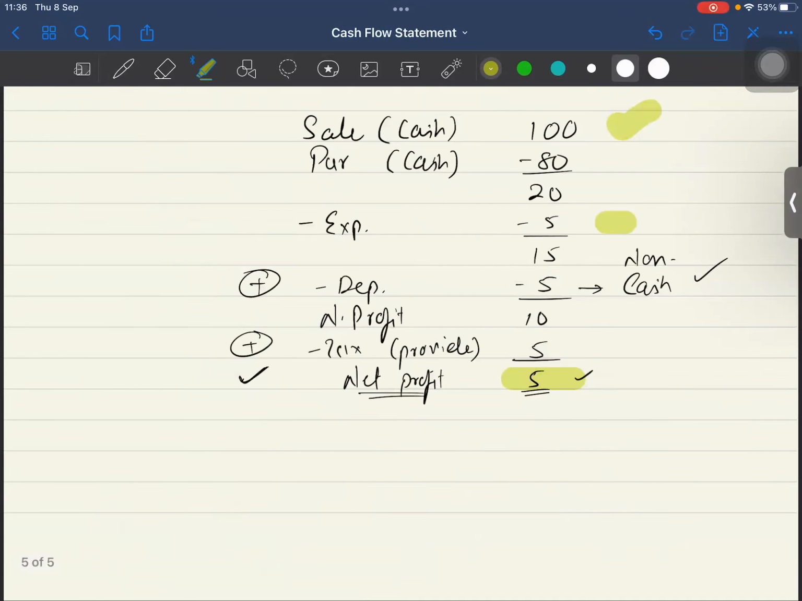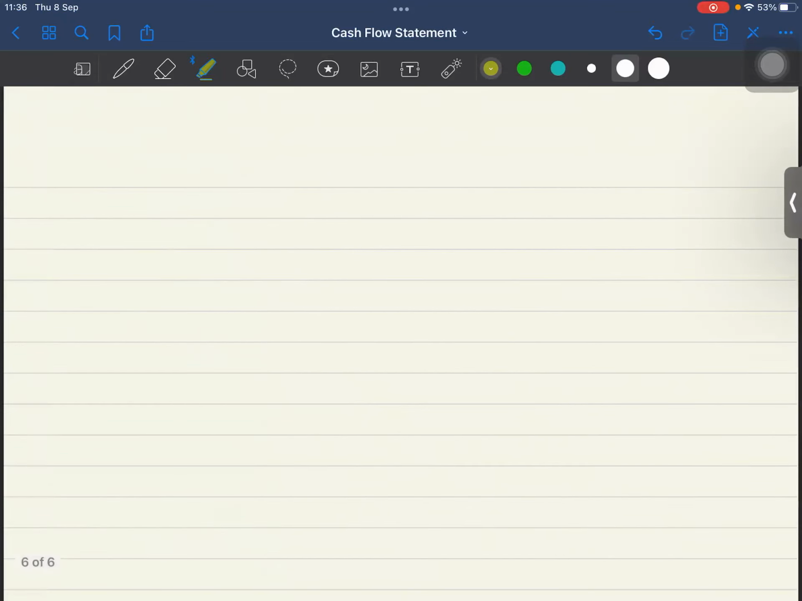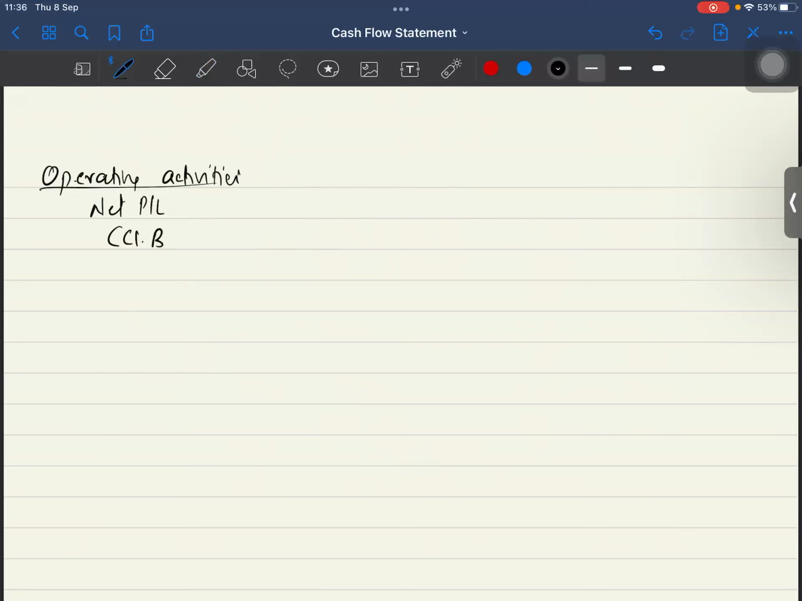Okay. Coming ahead. So basically, for this operating activity, there is a system where we have that format, and we do remember that format also. So cash from the operating activity, you start with the net profit that you generated. And how did you get that? Closing balance of profit minus opening balance of profit.